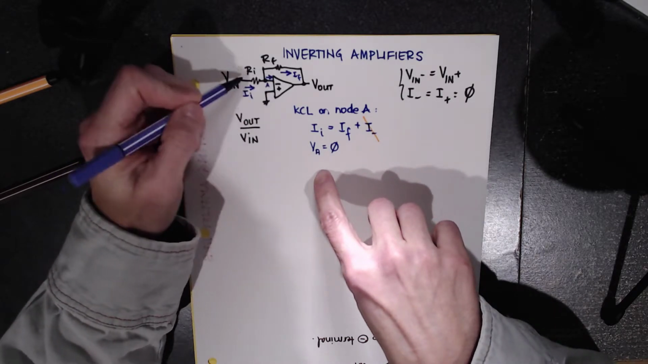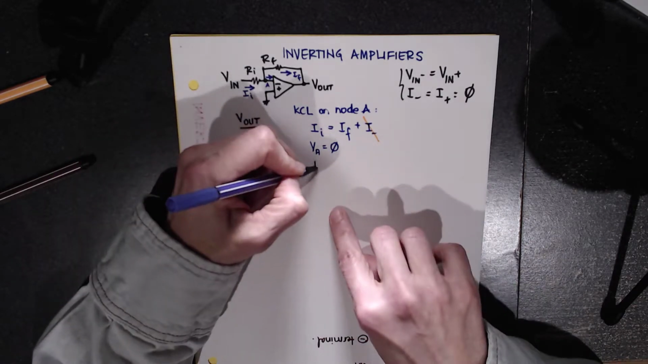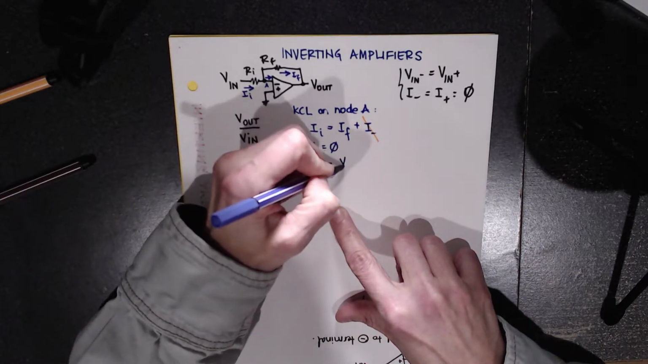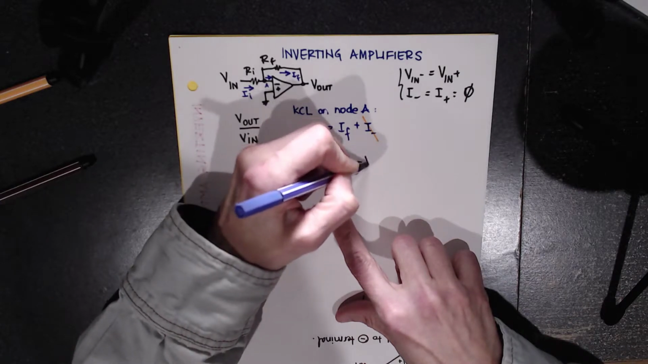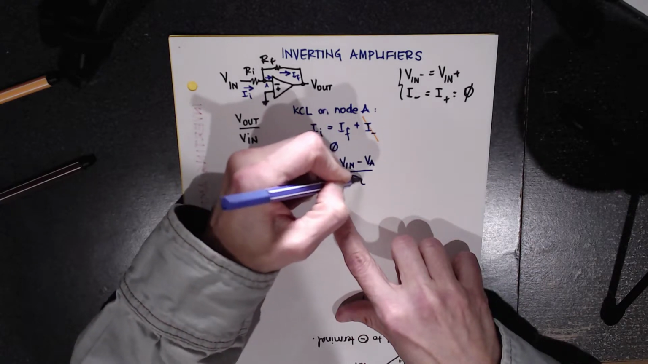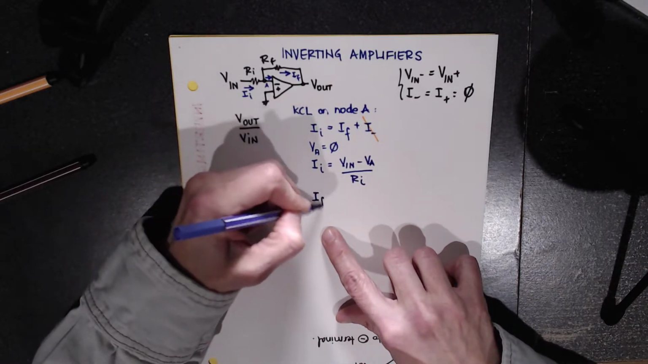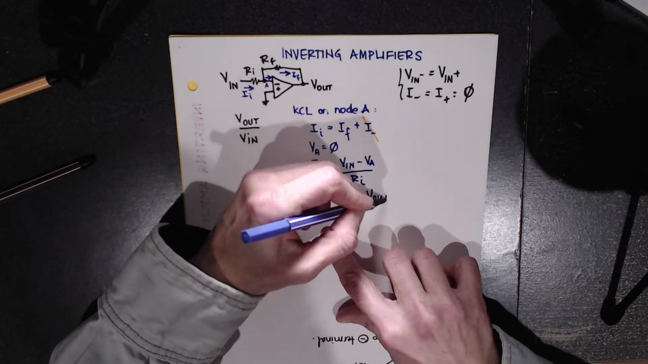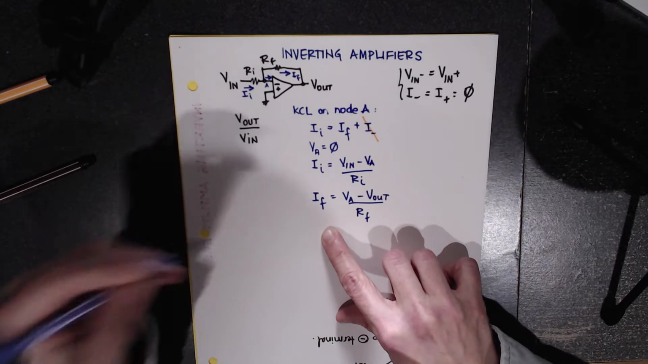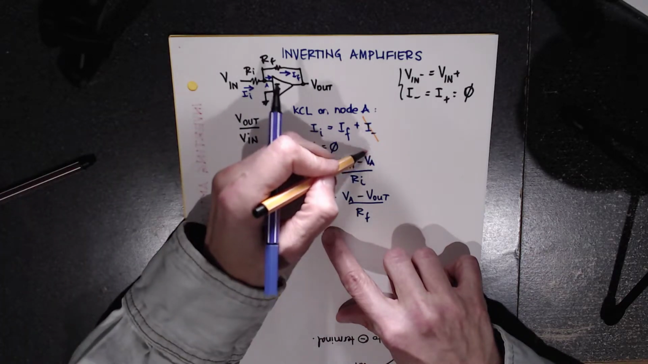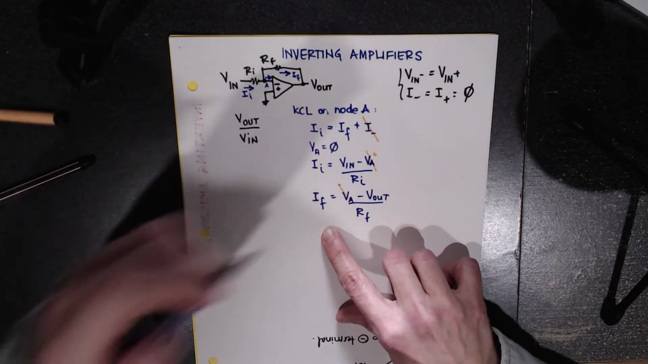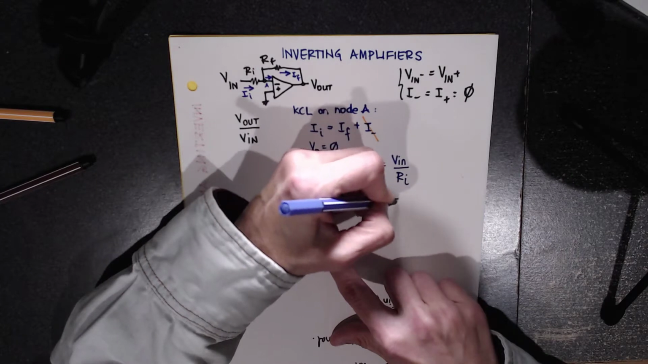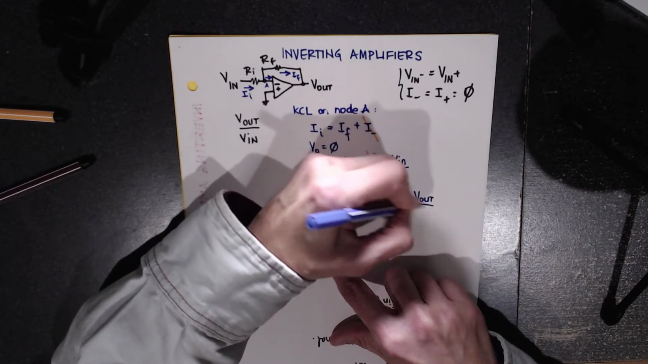So I can write Ohm's law for both, and therefore for I sub I, the Ohm's law will be V in minus VA, which is going to be 0, but over RI, and IF will be VA minus Vout divided by RF. But these two, again, VA equals 0. So I'm going to simplify both by writing Vin over RI, and this will be minus Vout over RF.